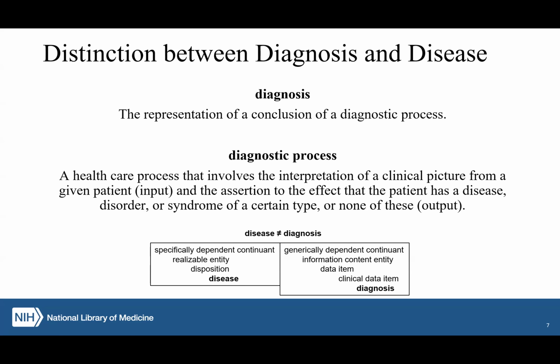And so we define diagnosis as a representation of a conclusion of a diagnostic process. And that diagnostic process is defined as a healthcare process that involves the interpretation of a clinical picture from a given patient and the assertion to the effect that the patient has a disease, disorder, or syndrome of a certain type, or none of these. So the distinction here is that a diagnosis is a representation. It isn't of a disease or any of these other entities, whereas the disease itself is a disposition, that is something that inheres in a physical entity.